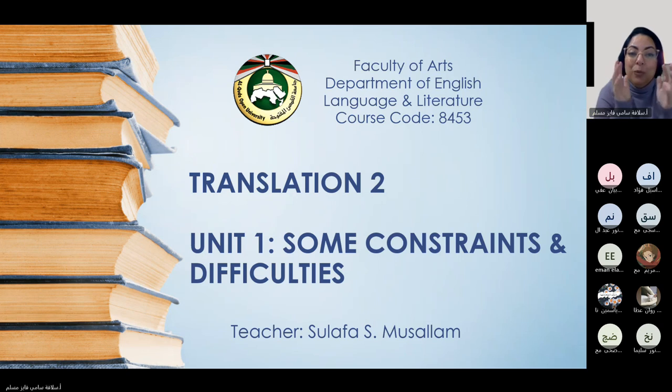Okay, so you all took translation 1 as this is translation 2. We covered a few aspects of translation in translation 1, and now we will cover other aspects of translation in translation 2. The first unit of this class talks about constraints and difficulties. What are the problems that a translator faces when he or she wants to translate?